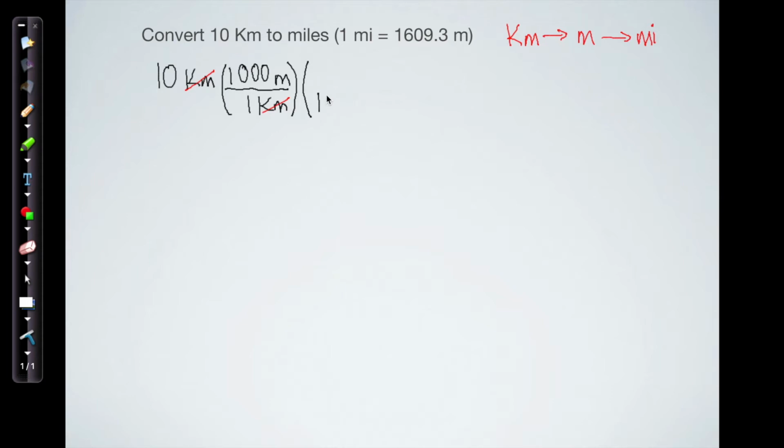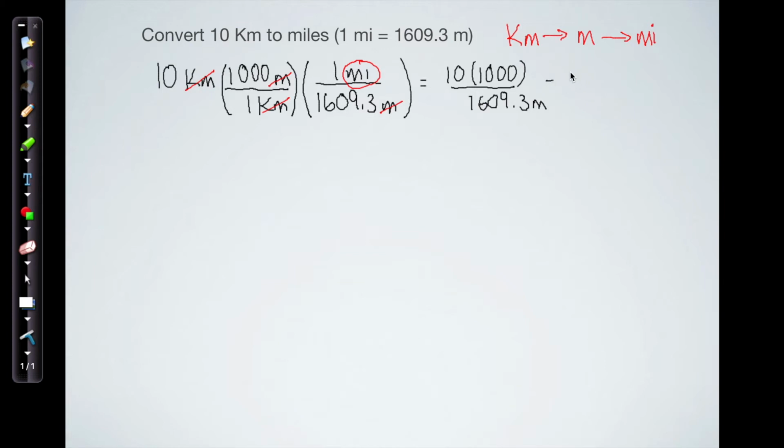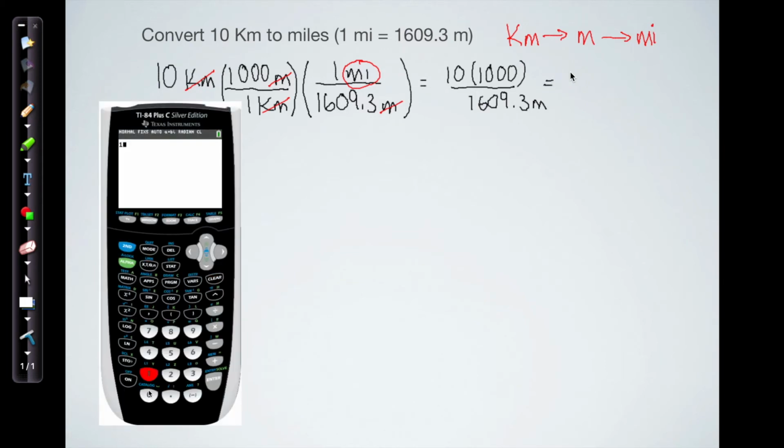So kilometers cancels, I'm left with units of meters. And then I'll use my other piece of information, 1609.3 meters in 1 mile. And if I cancel my units now, the only unit I have left standing is the mile, so I know I'm right in doing this calculation. So all I need to do is multiply 10 by 1,000 and divide it by 1609.3. And if I do that on a calculator, I can just plug those in as 10 times 1,000 divided by 1609.3 because multiplication and division are commutative and associative.